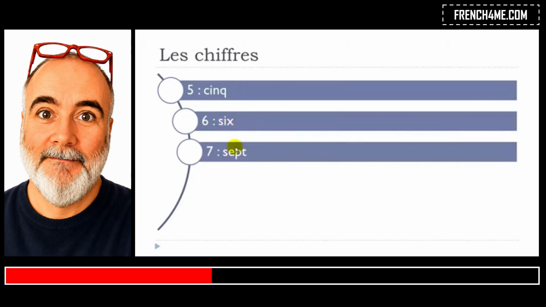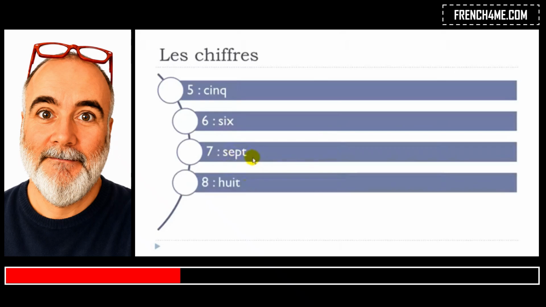Then here, remember, P is not pronounced, okay? It doesn't exist, so you get this set sound. Set. Okay, then here final T is pronounced, so 8.